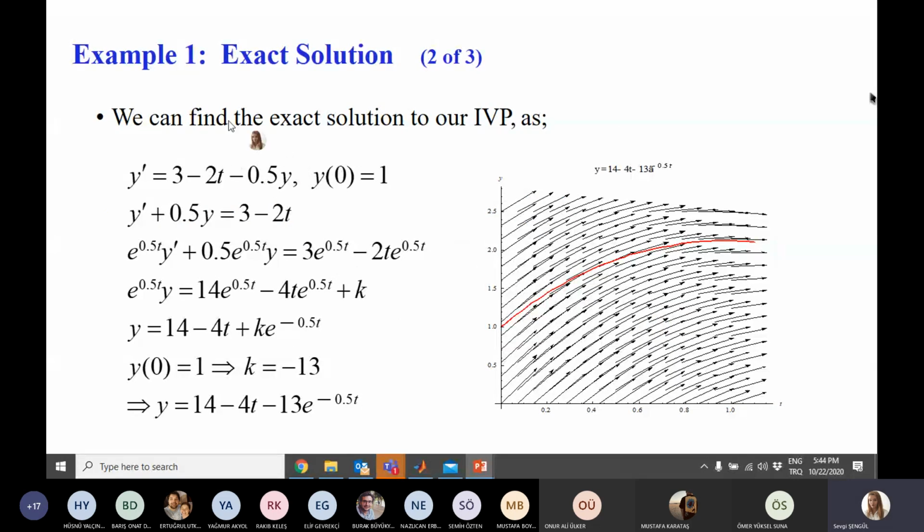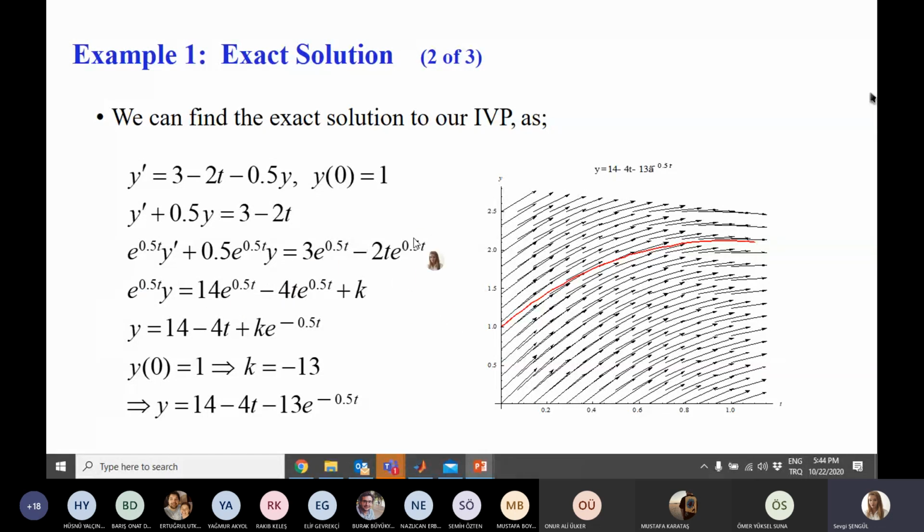And if you look at it, this is a linear equation. You can find the integrating factor. Put this one into standard form. Your p is 0.5, e to the pt, which is e to the 0.5t, is going to be your integrating factor. I will multiply my equation with e to the 0.5t, and the left-hand side will always be the derivative of mu(t) times y. And I will take the integral.